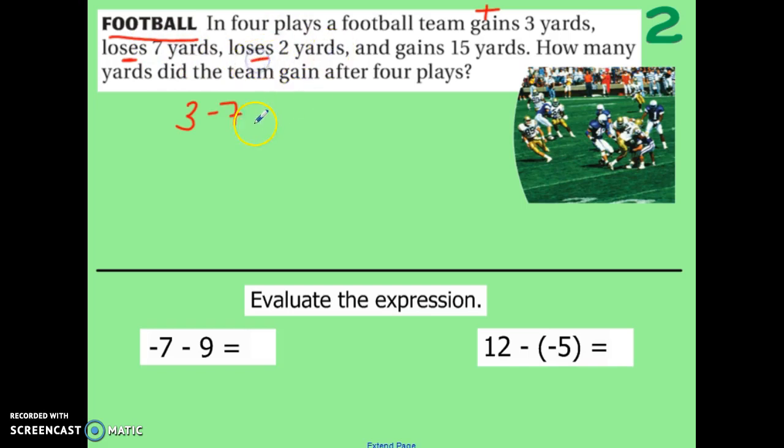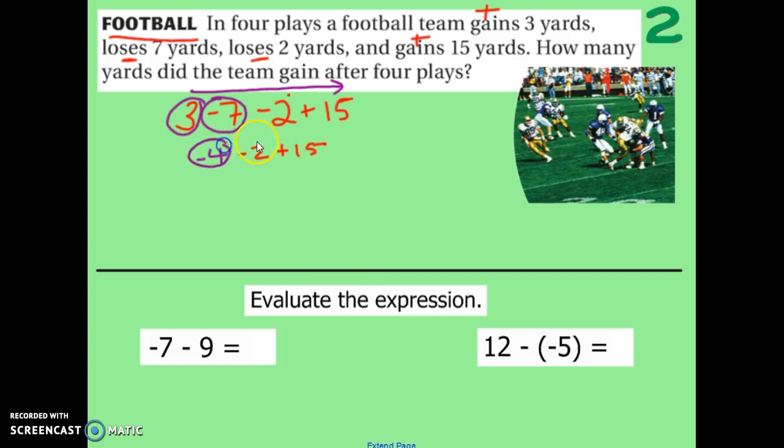We lose another 2 yards, so subtract 2. And then we gain or add another 15. How many yards did the team gain after 4 plays? So again, if we have more than one adding and subtracting, we go from left to right. So we have positive, negative, different signs, subtract. So 7 minus 3 is 4, and there's more negatives. Then write the rest of the problem, minus 2 plus 15.